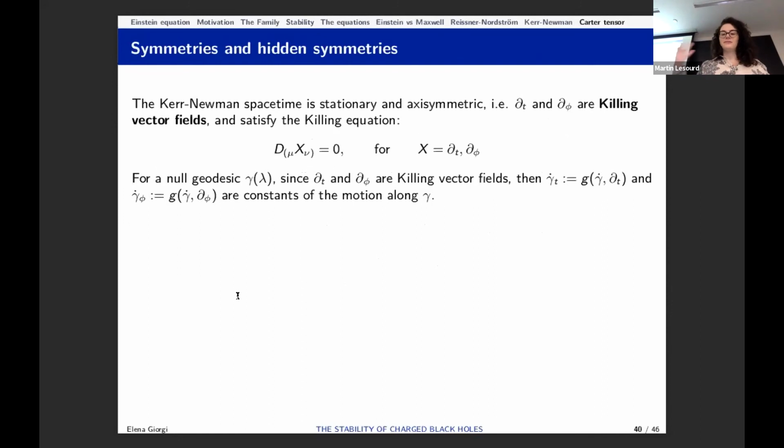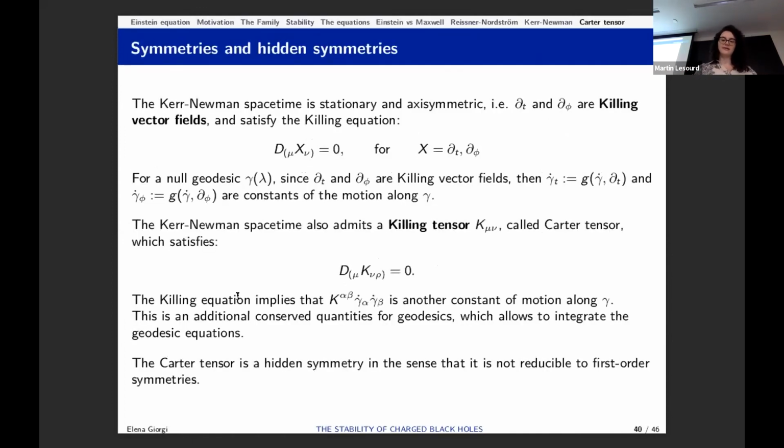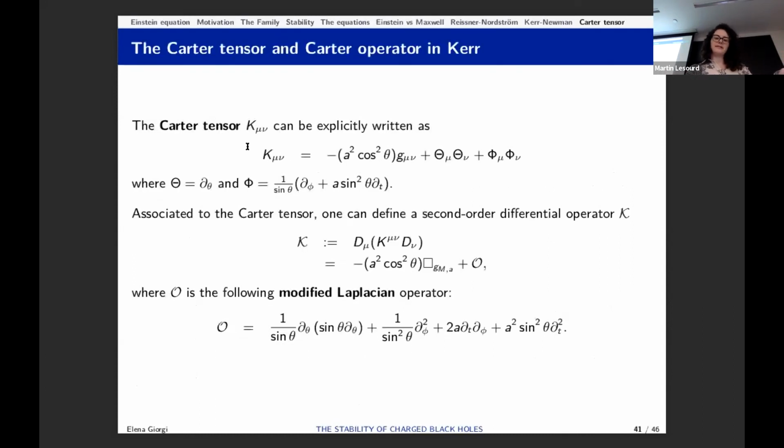And just as a reminder, we have two Killing vector fields in Kerr or Kerr-Newman, the d_t and the d_phi, and there's also this Killing tensor, the Carter tensor, that satisfies the Killing equation. And this is the fourth constant of motion, like the mass, the energy, angular momentum, and then you have this fourth constant of motion, which allows the integrability of the geodesic flow. And you can write it explicitly, right? So you can write that this Carter tensor is given by minus a squared cosine squared theta times the metric, plus this combination of theta and phi, which are really the d theta and d phi derivatives.